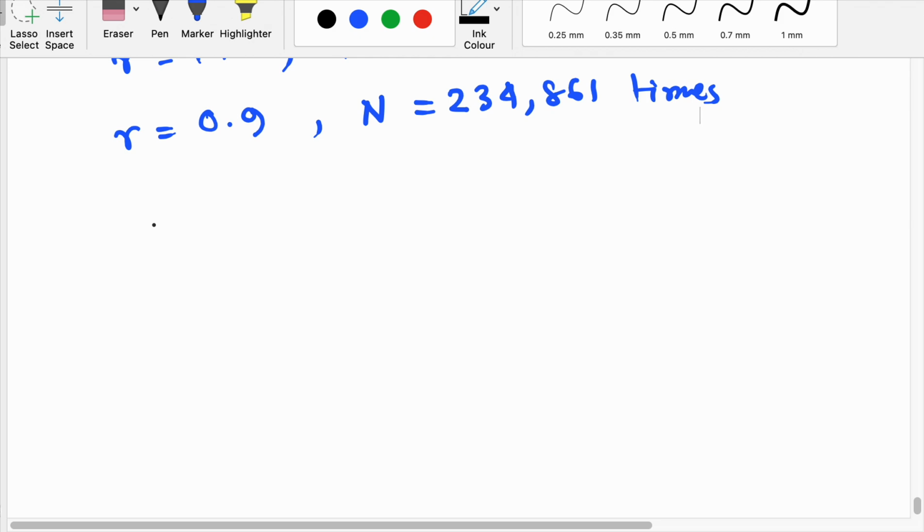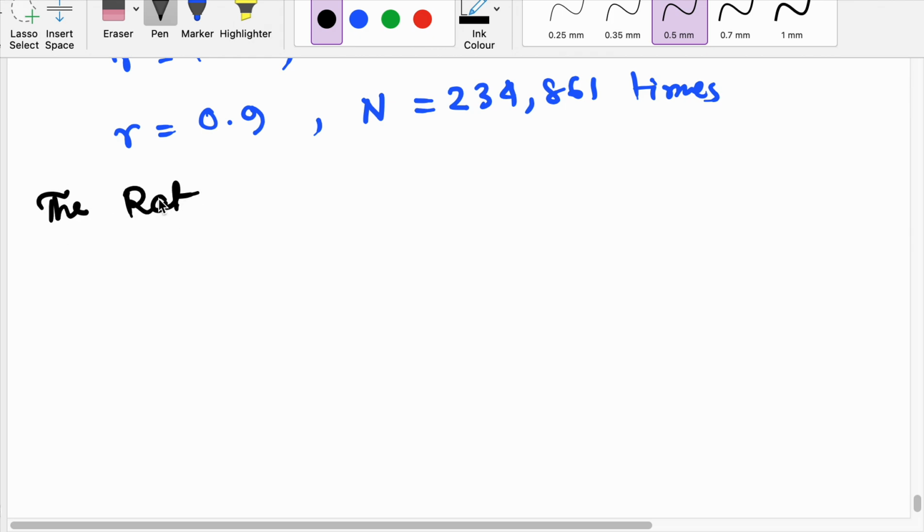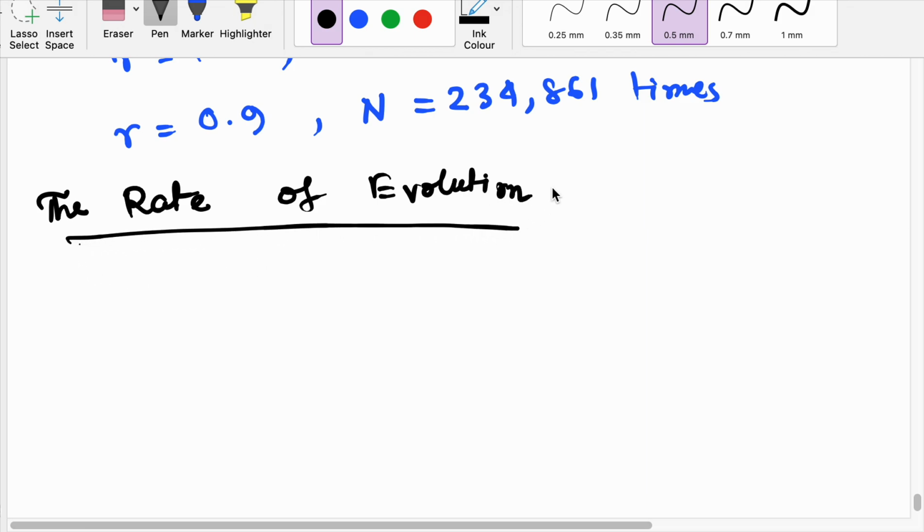Now let's see the rate of evolution, and this will be the last thing that we'll do in today's class. The rate of evolution. Now we want to ask what is the rate of evolution.